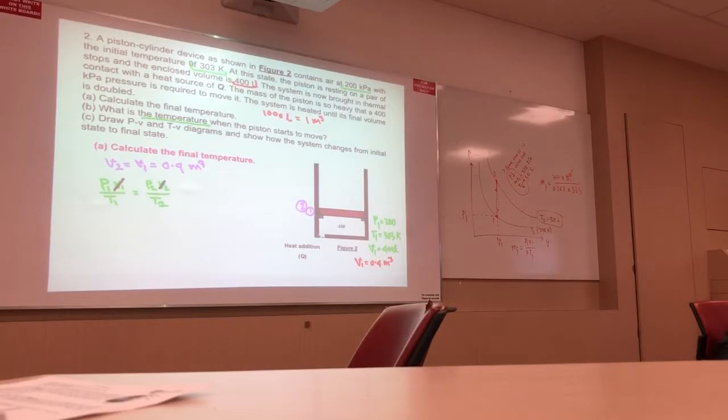That means I can write P2 here is 400. At that point, the pressure is 400. So P1 is 200, T1 is 303. You just write P2 is 400. T2 I do not know, then I can calculate T2. T2 is equivalent to 606. Very good.